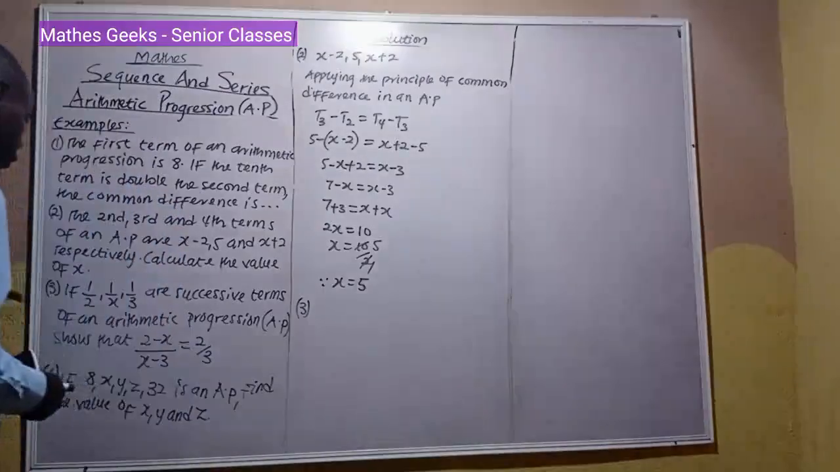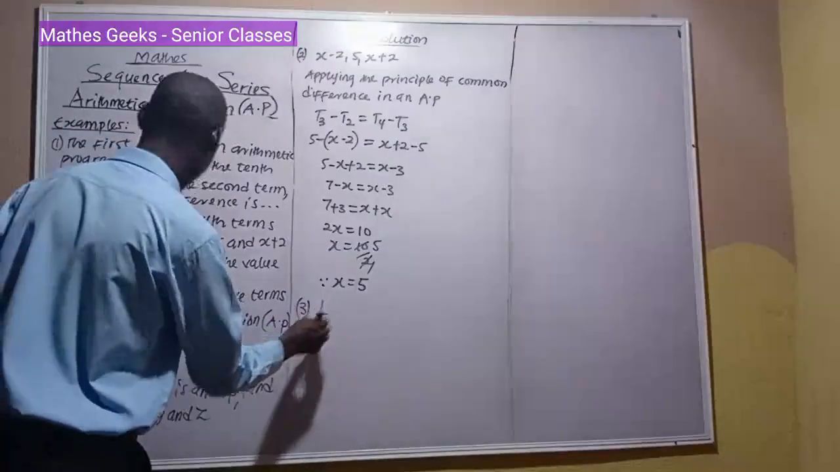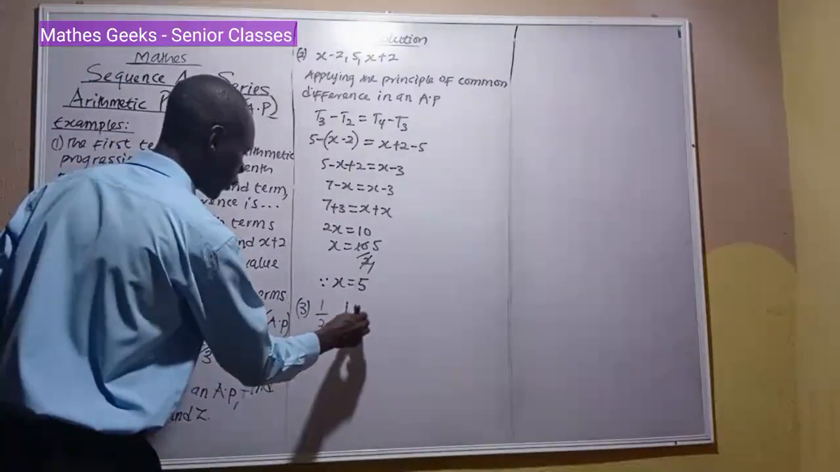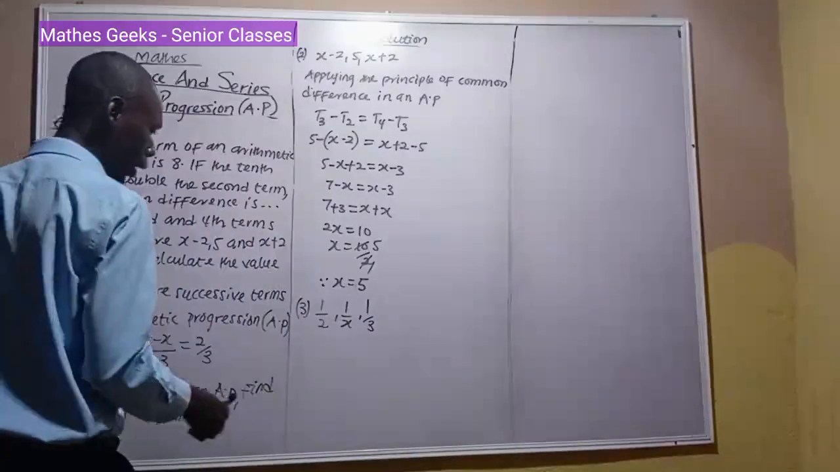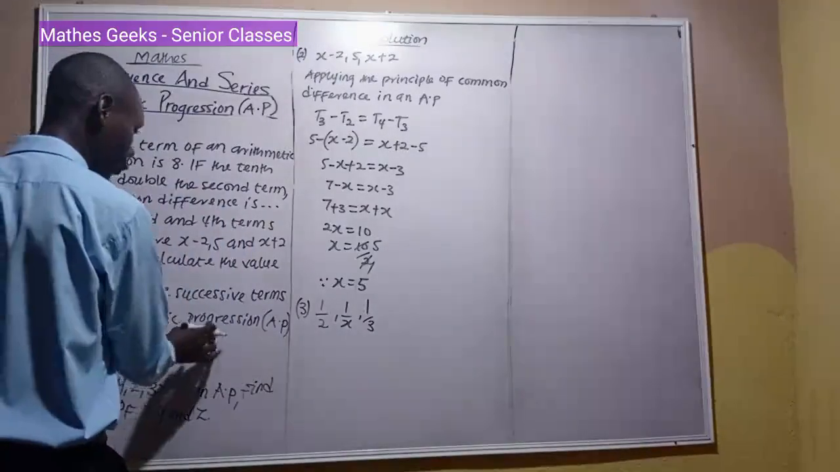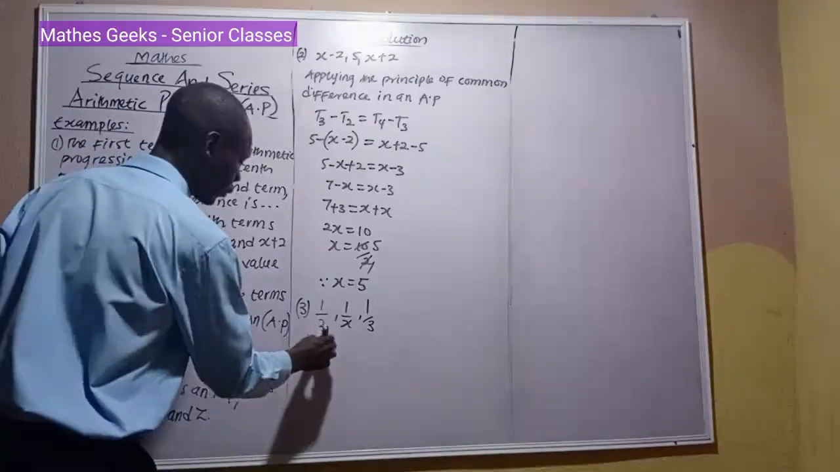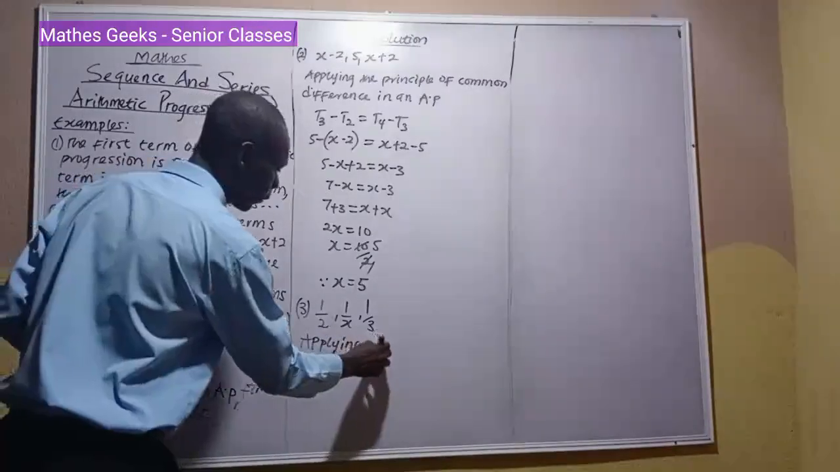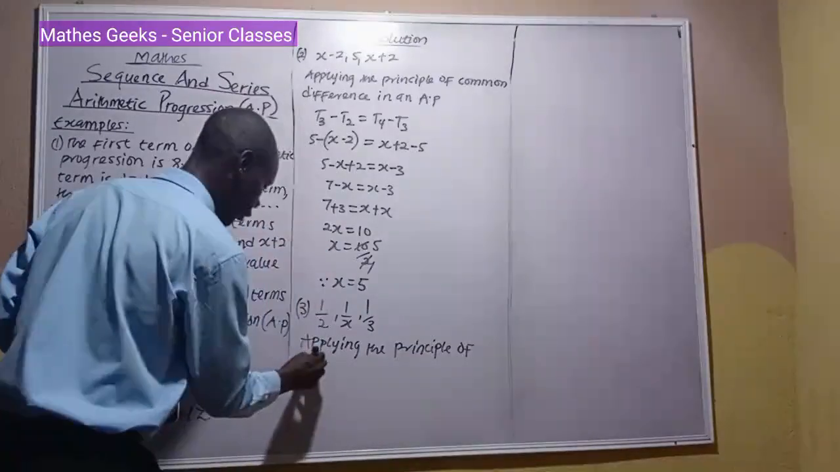Number 3. If 1 over 2, 1 over x, 1 over 3 are successive terms of an arithmetic progression, AP, show that 2 minus x over x minus 3 is equal to 2 over 3. So how are we going to show that? It is from applying the principle of common difference.